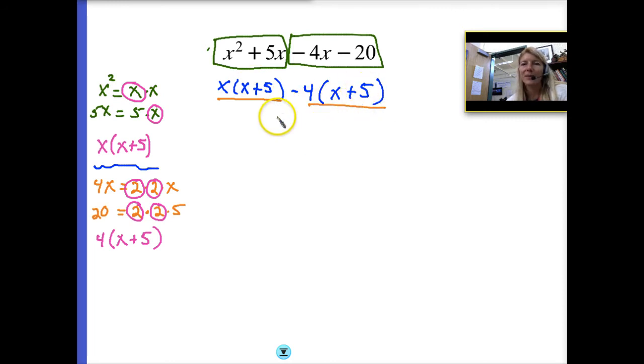So my final step then is to factor out what both these underlined terms have in common. And I'm going to factor out an x plus 5. And then just like I did before, I'm going to write what's left. So in this first term, if I take out this x plus 5, all that's left is an x. And in the second term, if I take out the x plus 5, all that's left is a minus 4.